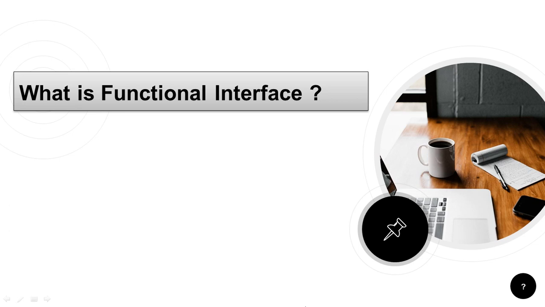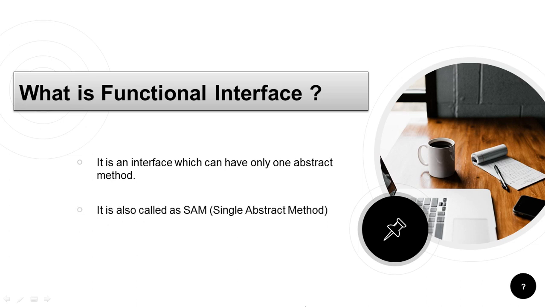What is a functional interface? When an interface has just one abstract method, it is known as a functional interface. For this, Java 8 has provided one annotation, @FunctionalInterface. We can have this annotation above the interface. It is also known as SAM, single abstract method, because a functional interface has just one abstract method. That's why it is also called SAM.